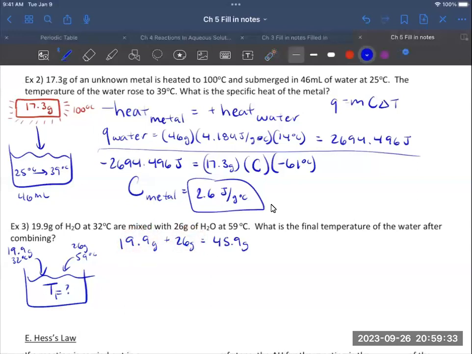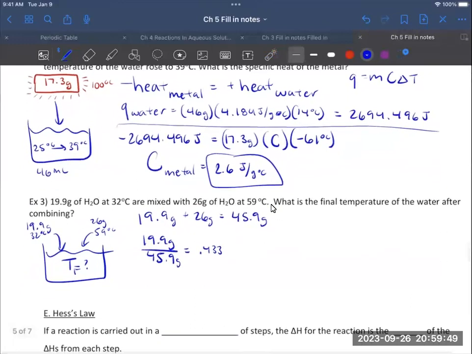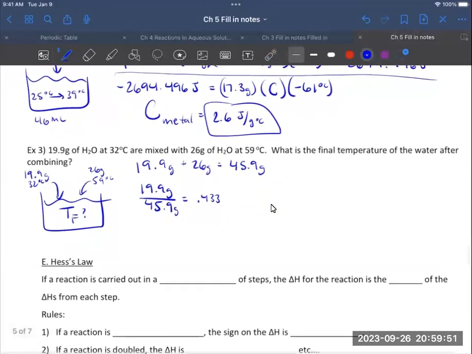The next thing you want to do is figure out what percent of the total each portion is, by mass. So in this case, the first sample, 19.9 grams divided by 45.9 grams, that was going to be 0.433. Okay, so that means 43.3% of the total is the cold water, and then the hotter water, 26 grams divided by 45.9 grams, 0.566. Okay, so now 56.6% is the hotter water.